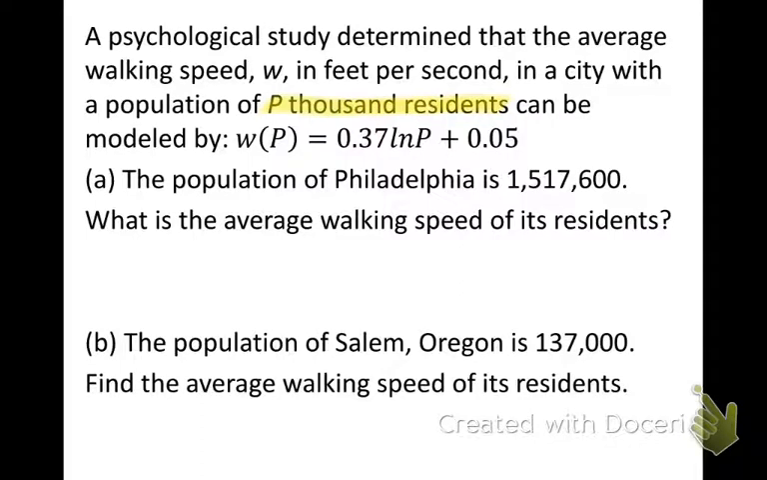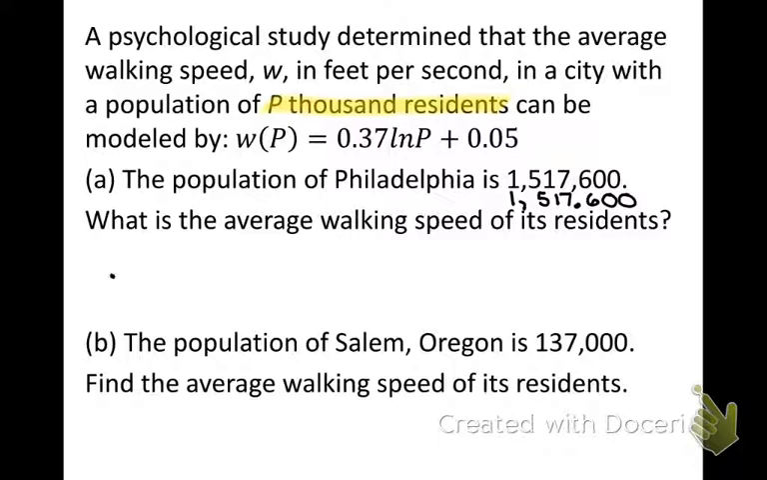So we are not going to plug in 1,517,600. We're actually going to plug in 1,517.600. So that comma that would normally separate your hundreds from your thousands is now getting replaced with a decimal point because we want 1,000 residents. Now, we got to plug that in.